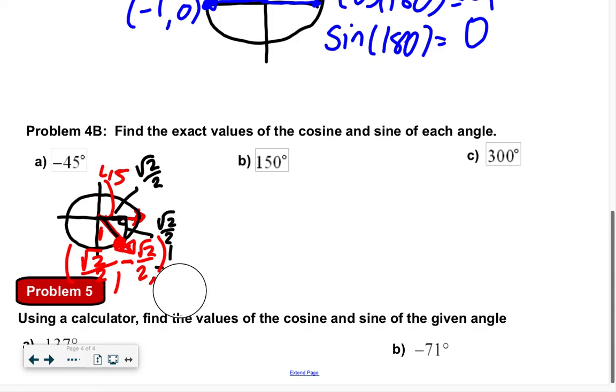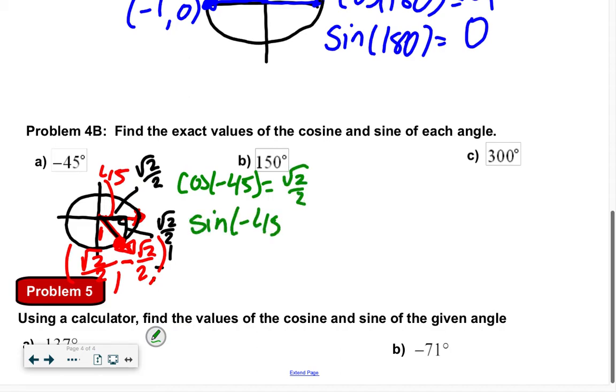So, knowing that that's my point, what is the cosine of negative 45? Square root of 2 over 2. What is the sine of negative 45? Not the same thing. Negative square root of 2 over 2. Do negatives matter? Yes, they do. Why is it negative? Because we're going down on our y.